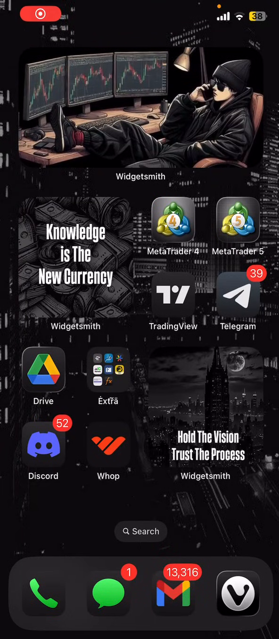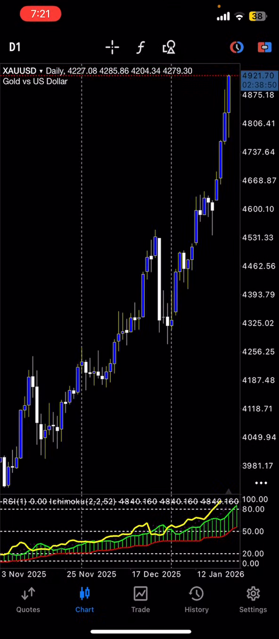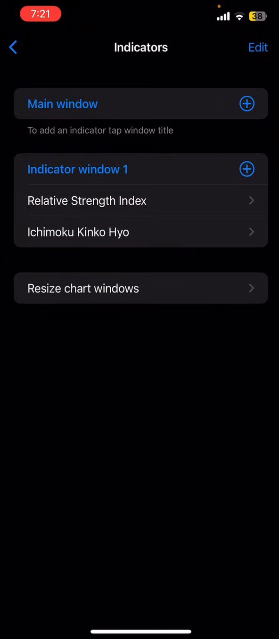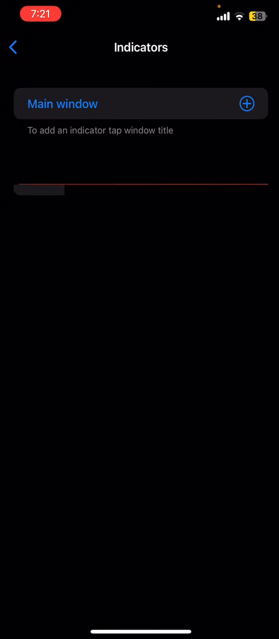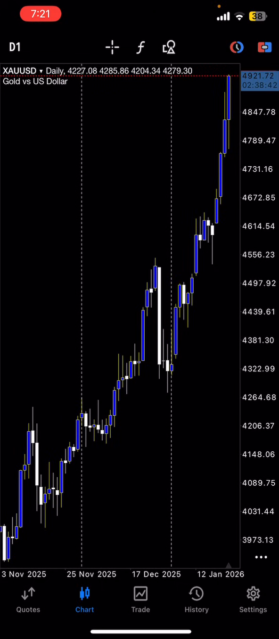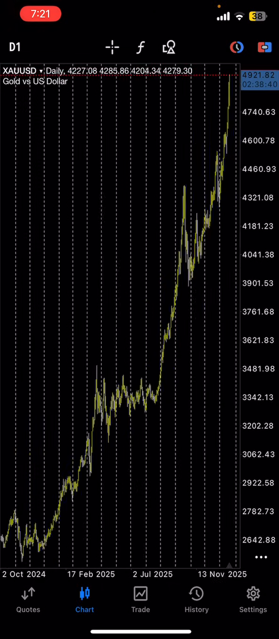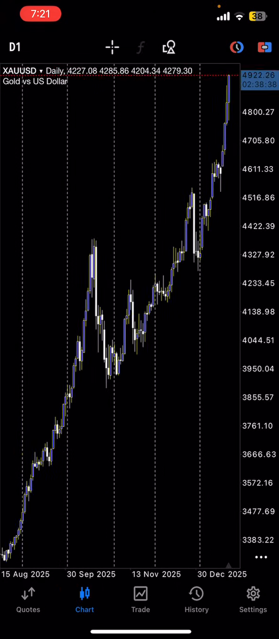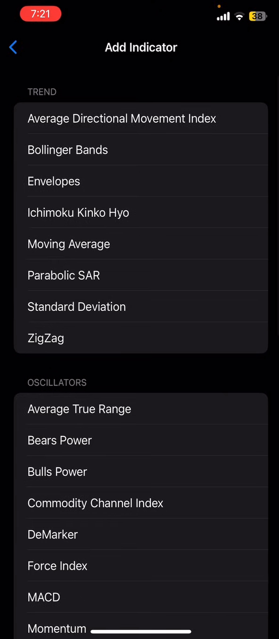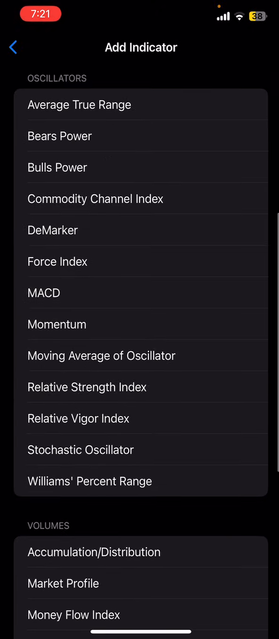Hi guys, I'm just gonna show you how we trade with the indicator. So let's start. I already have my indicators ready, but I'm just gonna delete this. Okay, so now there's nothing on the screen, and this is our chart. First things first, we're gonna add the indicator. So we'll start with the RSI.